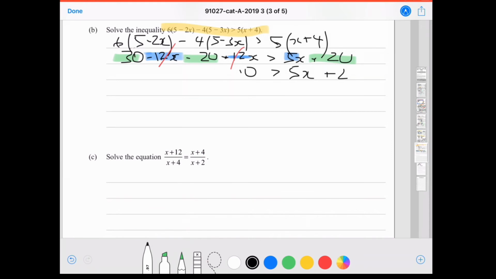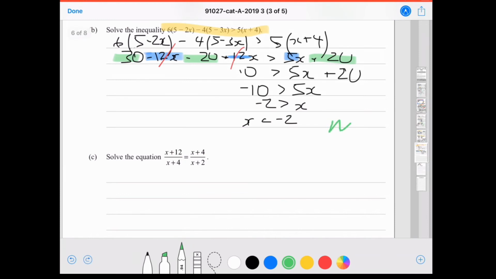plus 20. We can move the 20 to the left hand side, it becomes minus 20, so you've got minus 10 now is greater than 5x, and dividing by 5 on both sides, you've got x is less than minus 2, and you could even write it like this: x is less than minus 2. And this, guys, correct solution gives you the merit. Oh, apologies, this is merit here.